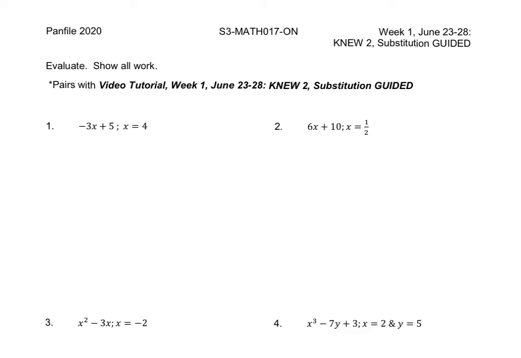Looking at this worksheet, the first thing to notice is that the directions will say evaluate, because if you look at the actual problem, there is no equal sign in the expression. Negative 3x plus 5 has no equal sign. It's not an equation. The only equal sign comes in the substitution piece. So they're telling you that x is equal to 4.